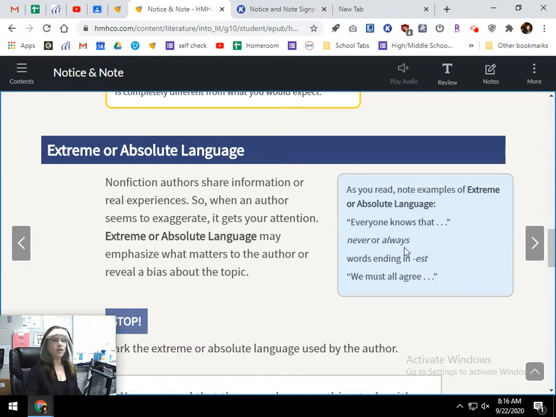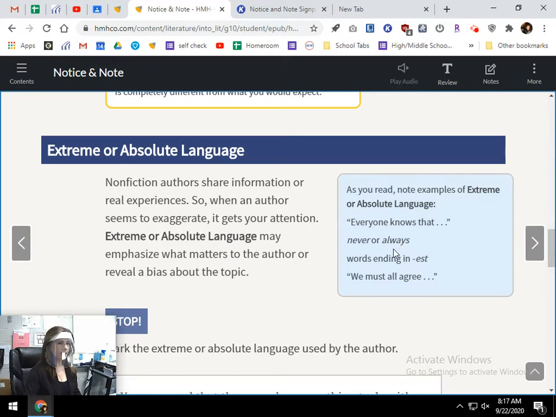Words like never or always. Have you ever heard the phrase never say never? That's extreme language. So you say something like, I'll never do that. You see somebody doing something, you judge them for it, and you say, I'll never do that. And then a lot of times in life, maybe you come back and do that, and somebody says, oh, I thought you said you would never do that.